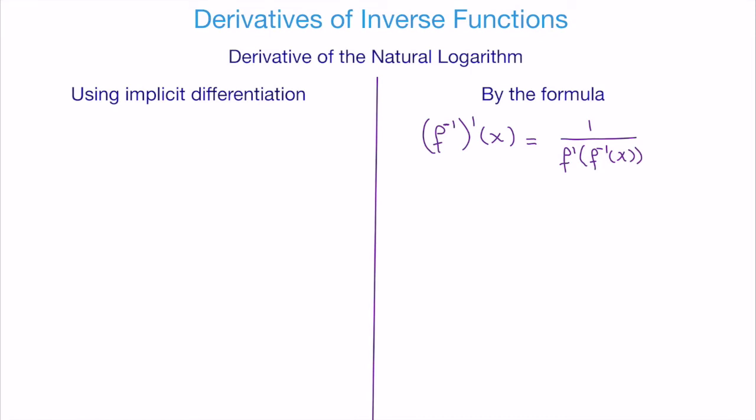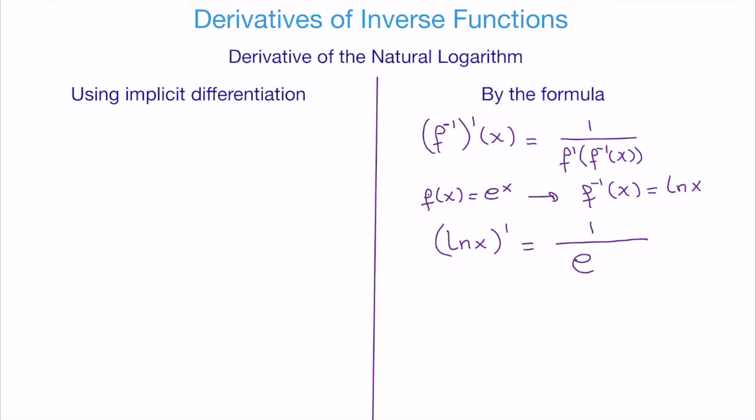So we are going to apply the formula to find the derivative of ln x. If f of x equals e to the x, then the inverse is ln x, as we know. So the derivative of the inverse, that means the derivative of ln x, equals 1 over the derivative of f. What's the derivative of f? e to the x, right? So the derivative of f evaluated at the inverse function, which is ln x. And we get that the derivative of ln x is 1 over, what's e to the ln x? Just x. So the derivative of ln x is 1 over x.